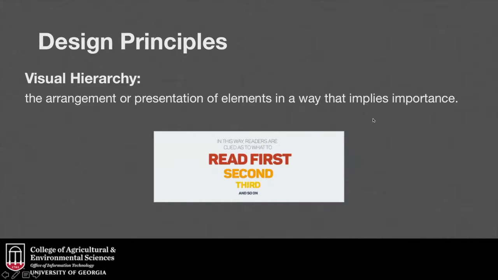Visual hierarchy is the arrangement or presentation of elements in a way that implies importance. So with this particular graphic, you can see that you can use things like color, spacing, bold, and so on to guide people so that they see what you think is the most important for them to see. And when I get to the demonstration, I'm going to show you that in practice on a county website.